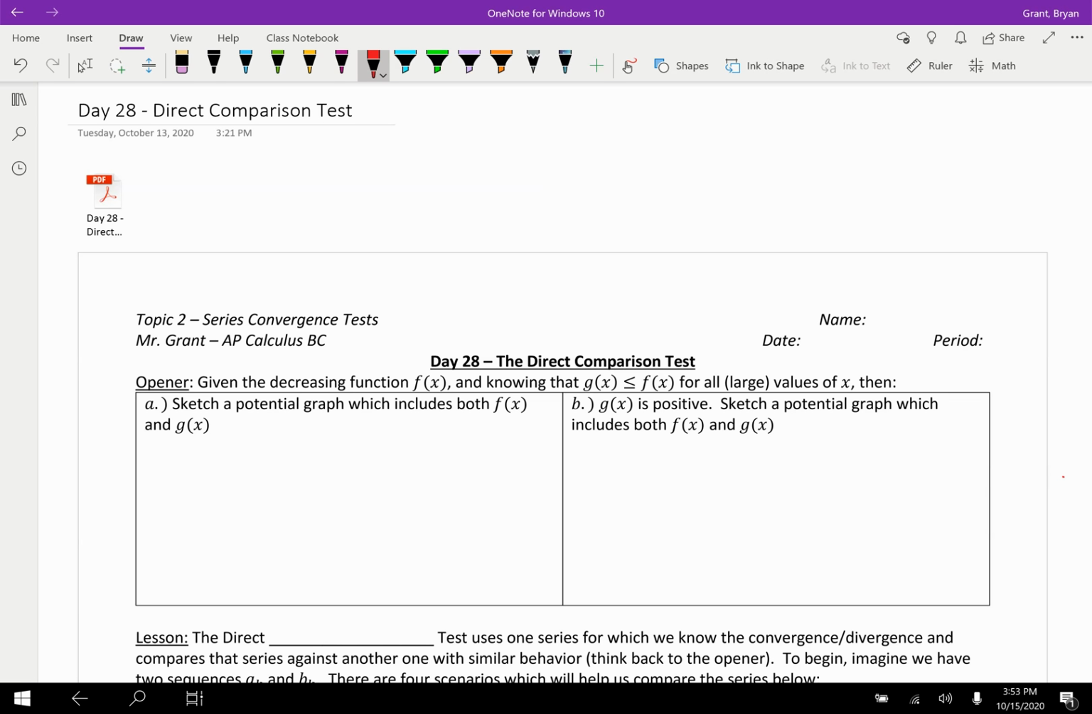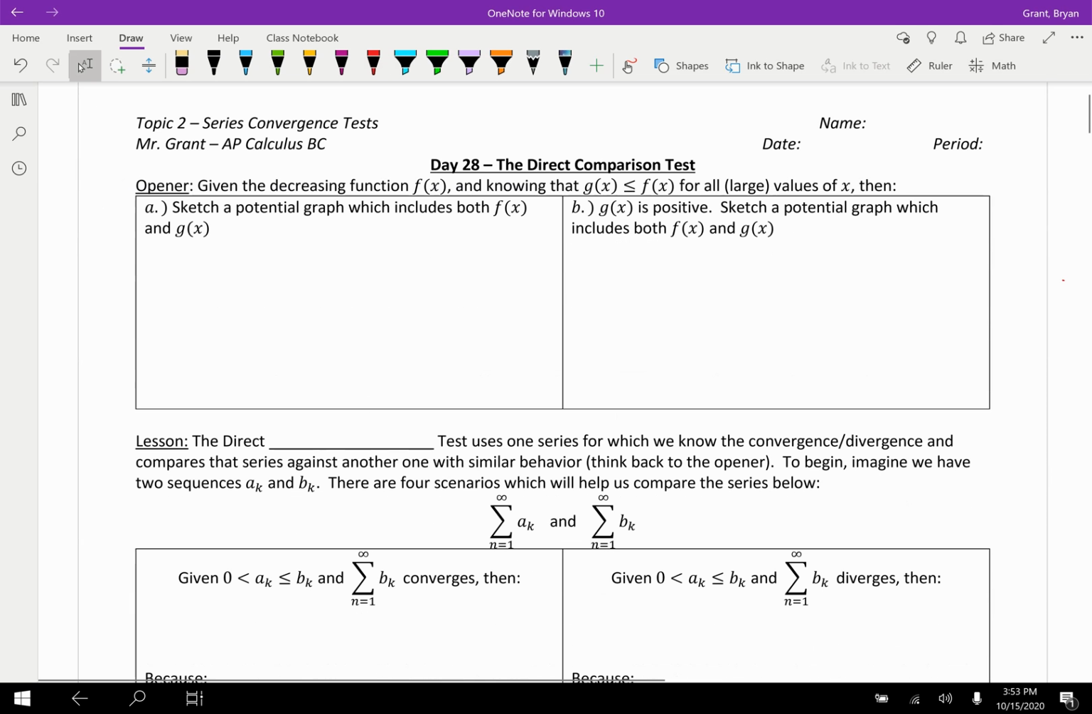And here we go again. We are back to AP Calculus BC, working through our series convergence tests. Today's day 28. It is the direct comparison test, and full disclosure, this is my least favorite test. It seems obnoxiously tedious, and in fact, pretty much everything we learned today can be done much faster with the limit comparison test that we'll learn next class.